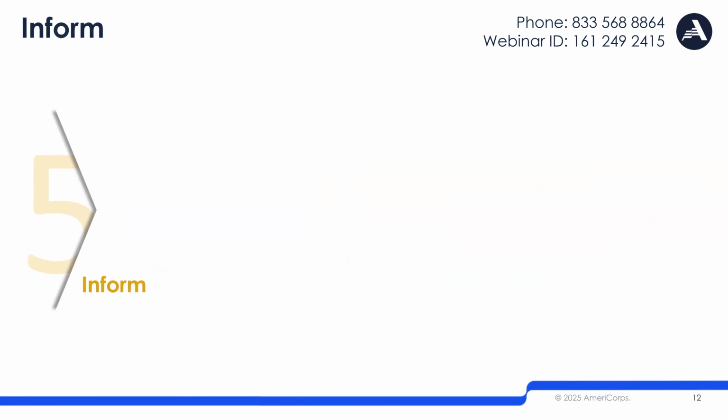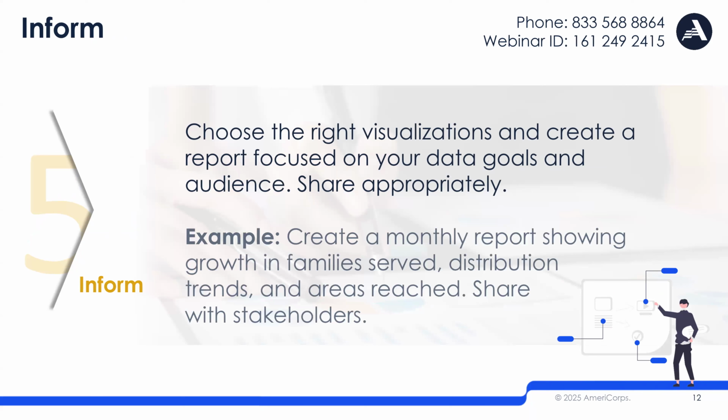Now let's zoom into the final crucial step, which is inform. This is where all your careful data work becomes a story that moves people to action. Informing is about sharing what we learned. For our food security program, we'll create clear visuals showing the program's growth, trends in food distribution, and the neighborhoods we're reaching. Then we can package our story and visuals into a report that makes sense for our audience, whether that's our supervisor or community partners.